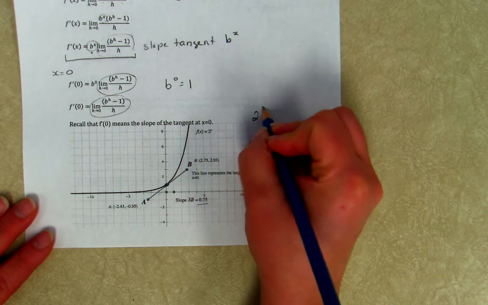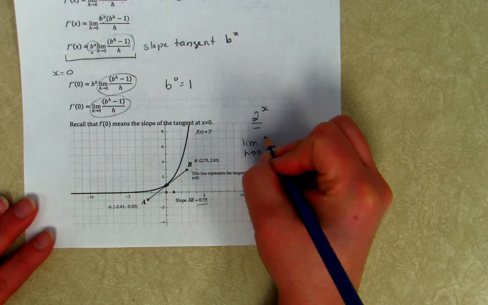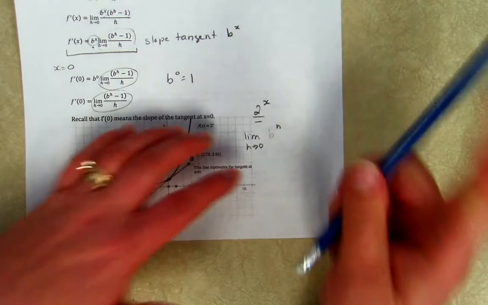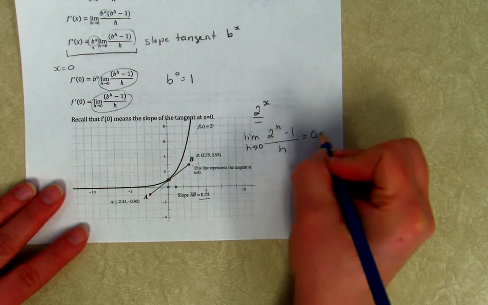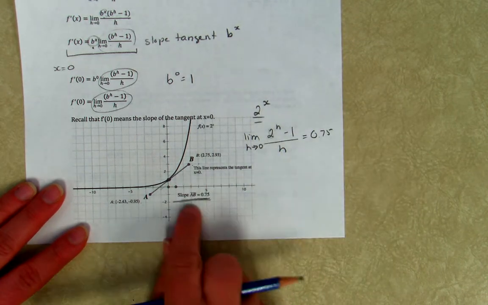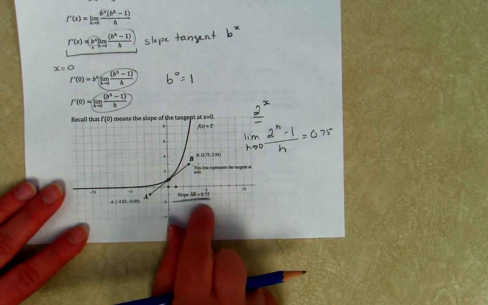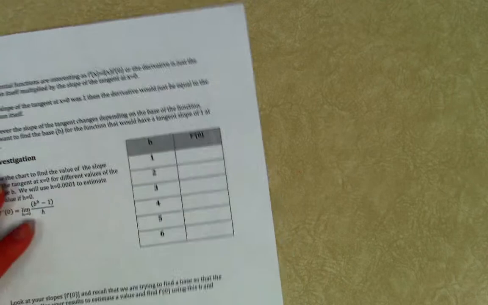So if it's 2 to the x, then the limit as h approaches 0 of b to the h, which will be 2 to the h in this case, minus 1 all over h, should get close to 0.75, because that's the slope of the tangent at 0. Again, I played with this approximately. It might not be quite 0.75, but that's a reasonable estimate.